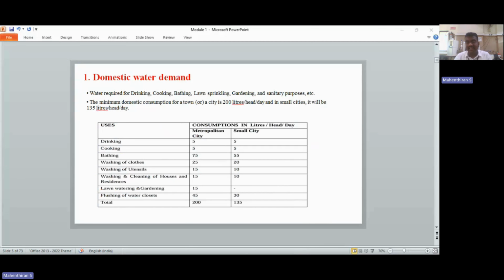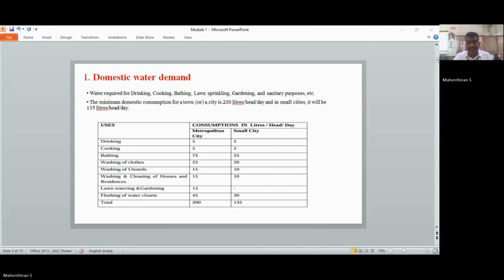We are going to discuss a topic, domestic water demand. Let us first understand what domestic water demand means. Domestic water demand refers to the quantity of water required for household activities. These activities include everyday uses such as drinking, cooking, bathing, washing clothes and utensils, flushing toilets, gardening and lawn sprinkling, general cleaning and sanitation. So essentially, this is the water required to maintain a basic standard of living in residential areas.